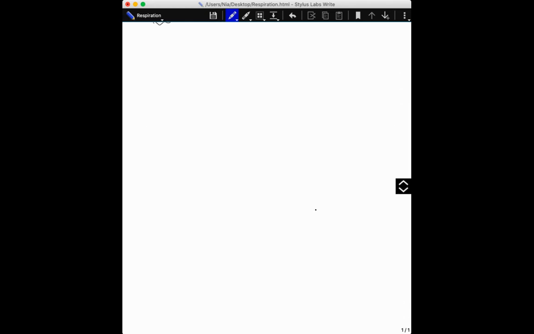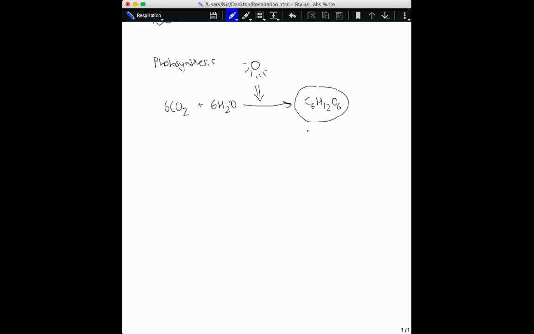So let's remind ourselves of the equations for photosynthesis and respiration. So in photosynthesis, we've got carbon dioxide and water, with energy from the sun to drive this process. And that energy is stored within the bonds of this glucose molecule. And oxygen is also produced.